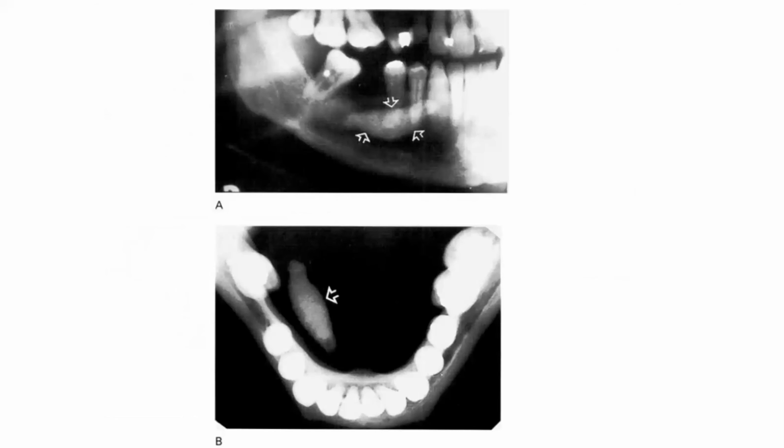Next, we have soft tissue calcifications, or superimposed soft tissue calcifications. These are radiopacities that are usually in salivary glands or lymph nodes.